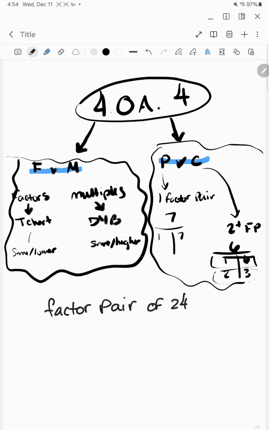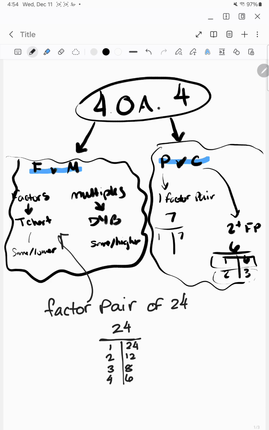Well, the way I can get a factor pair and find my factors is using a T-chart. By T-chart, it looks like a T, and you just place that number up top, and you start from the beginning to the end. The smallest number a number can start with is 1 and itself, which in this case is 24. But I can also use 2. 2 times 12 equals 24. 3 times 8 equals 24. 4 times 6 equals 24.